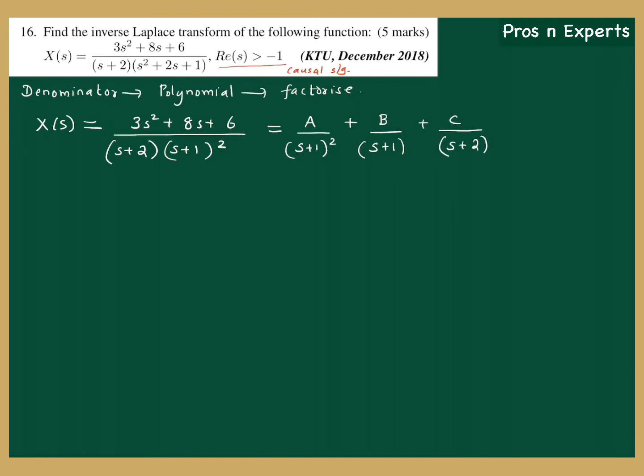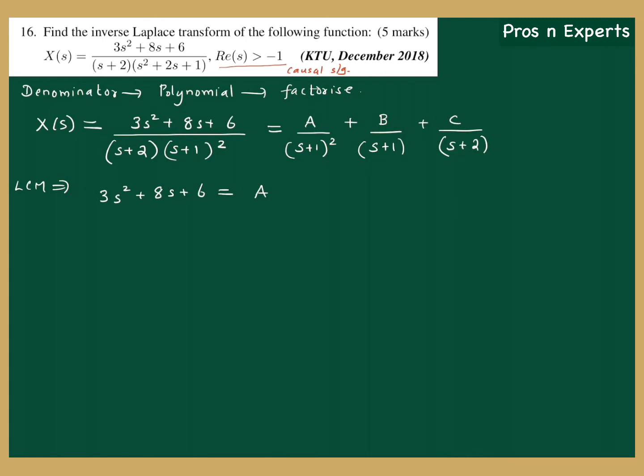The only way is to take the LCM and simplify. So taking the LCM, what we will get is 3s square plus 8s plus 6 is equal to a into, actually the LCM is (s plus 1) the whole square into (s plus 2). So under a in the denominator, (s plus 1) the whole square is there, but (s plus 2) is not there.